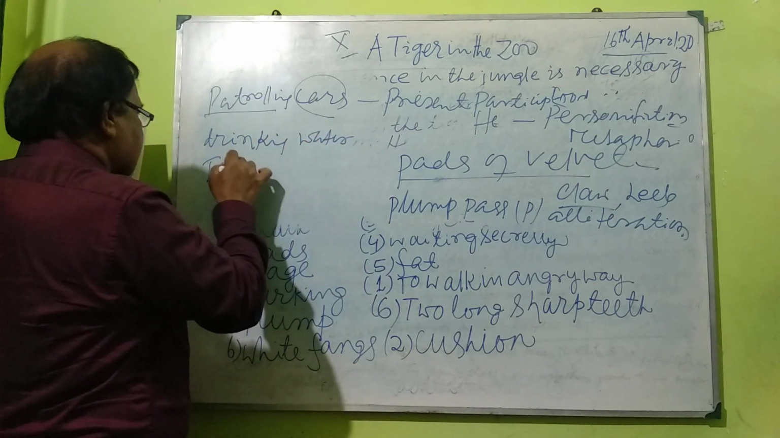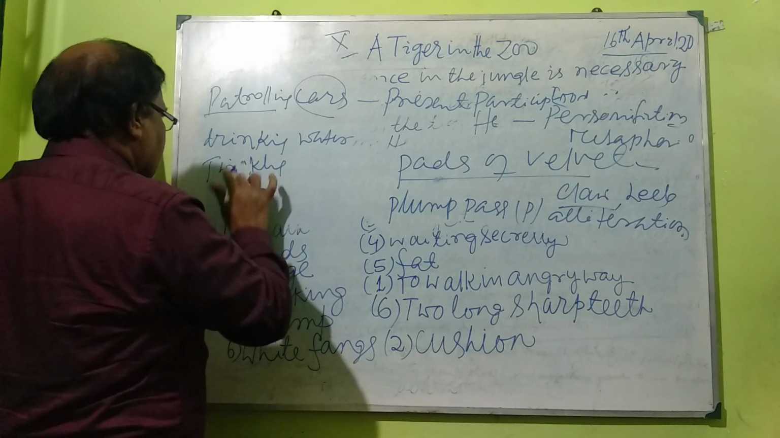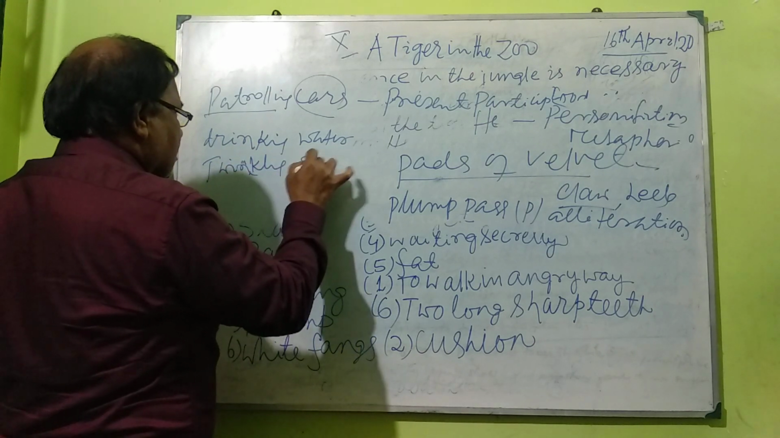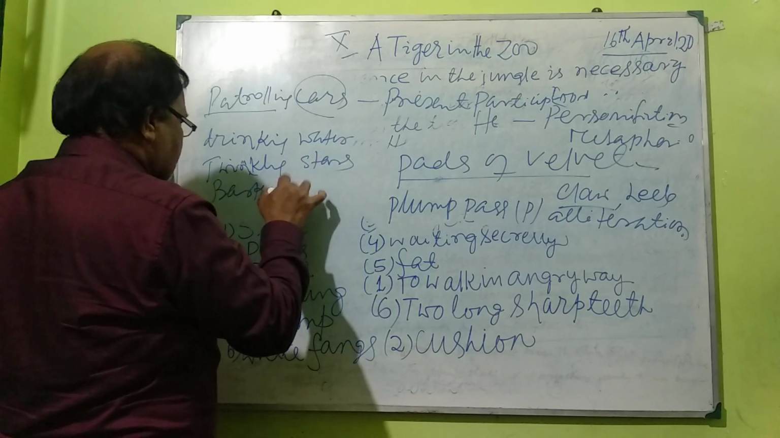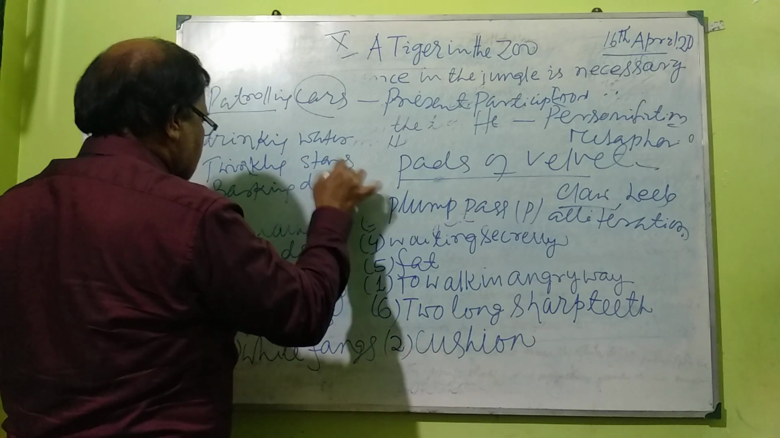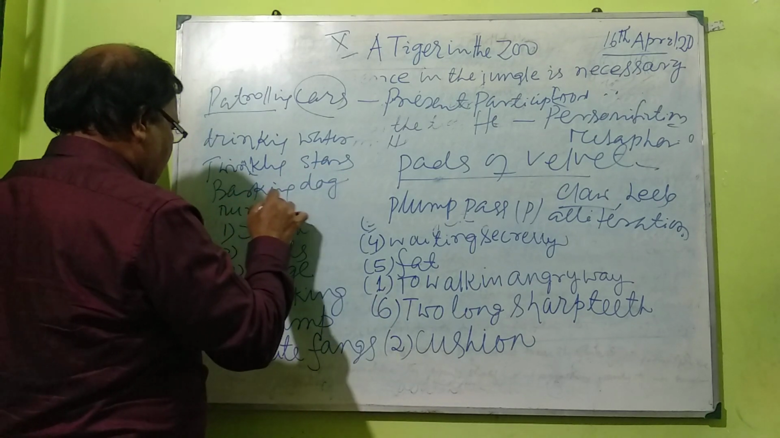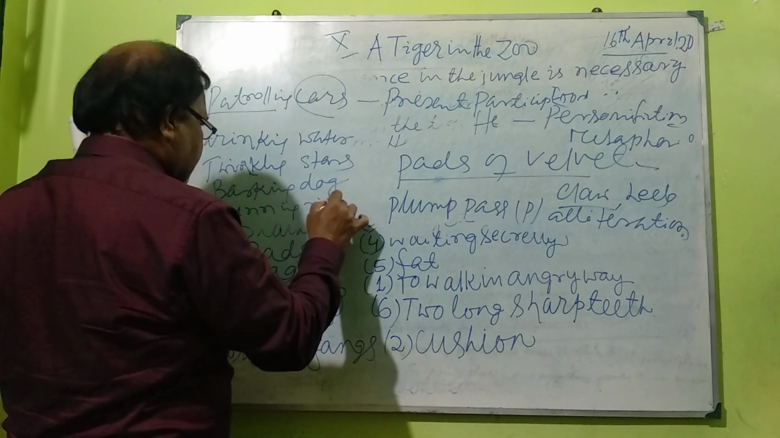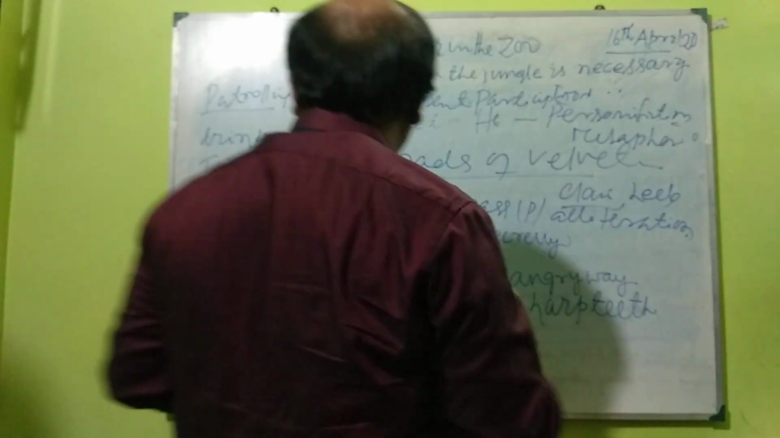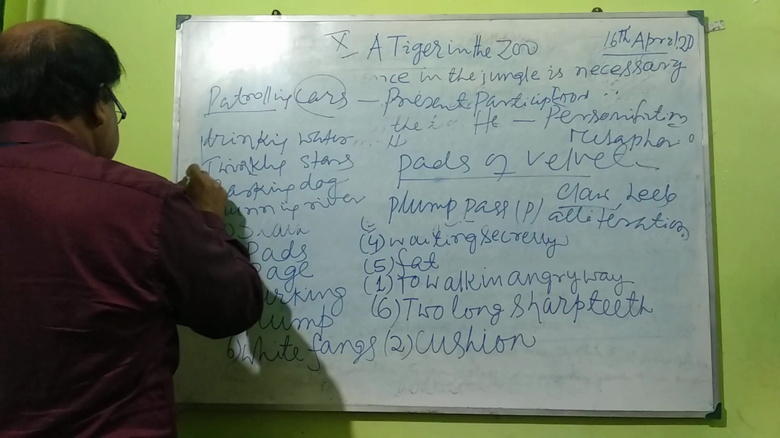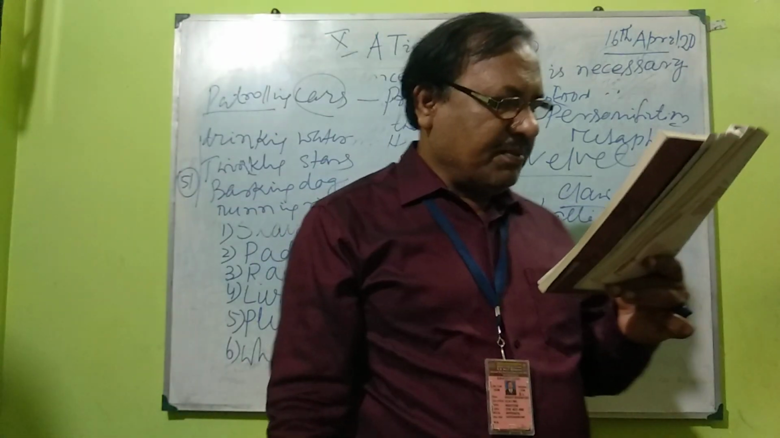Other examples: drinking water, twinkling stars, barking dog, running river, weighing machine, washing machine, like this. So I gave you question 51 in your homework copy, present participles.